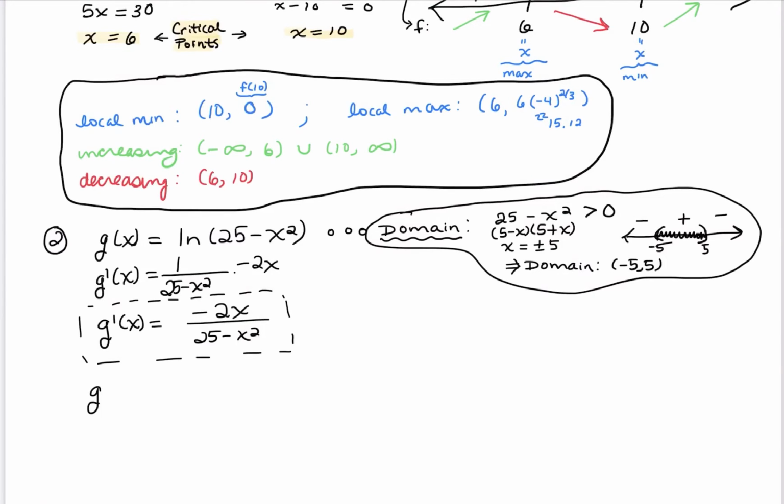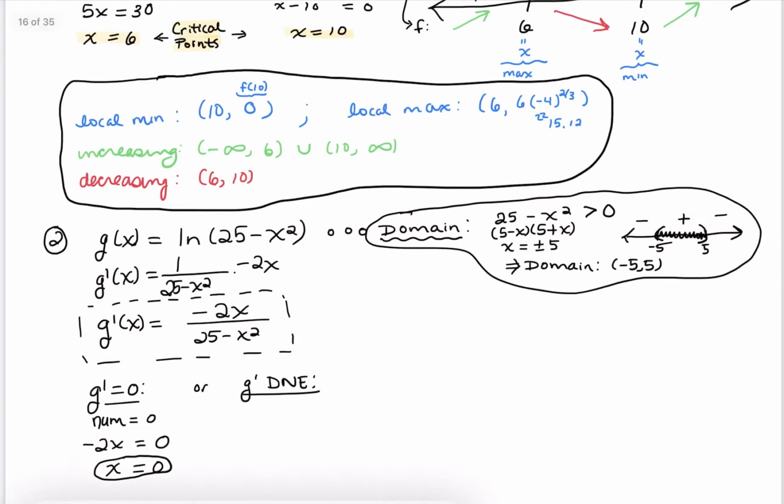All right, so critical points. We're looking for where our derivative is equal to 0 or where the derivative does not exist. And so it's a simplified fraction, so the derivative goes to 0 when its numerator goes to 0. So -2x equals 0, divide by -2, and you would have x equals 0. That is in the domain, obviously there, from -5 to 5. So there's my first critical point.